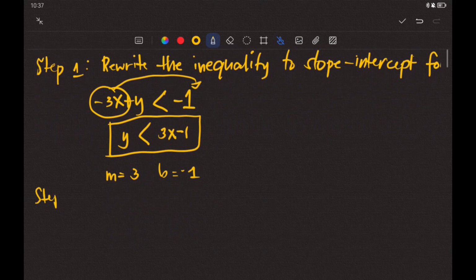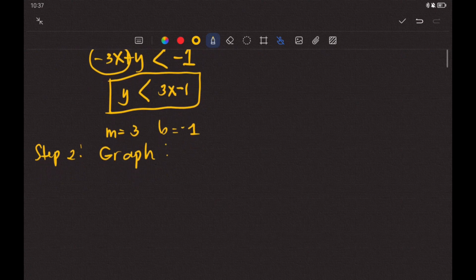Step number 2, graph. Now we are going to graph this one.